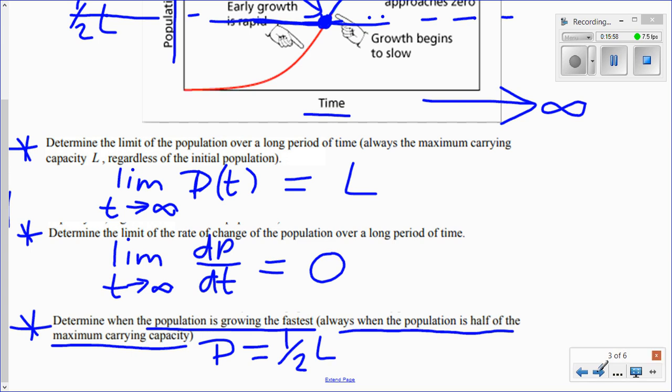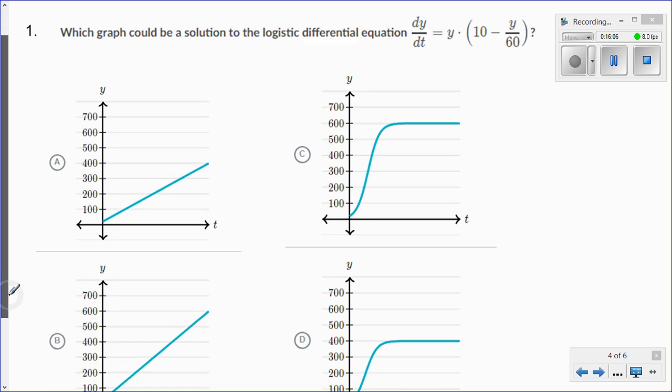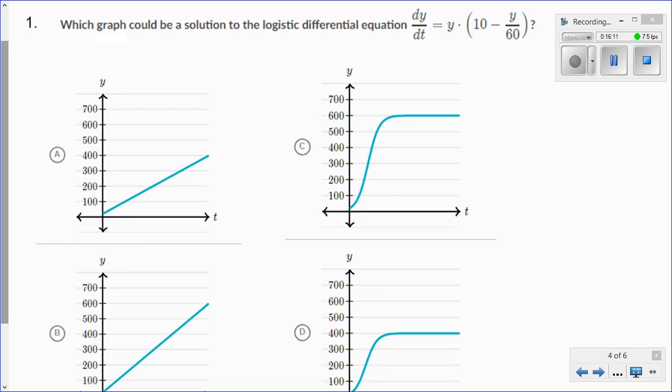All right, so let's look at some examples of the type of questions you might be asked. Okay, so in some of the multiple choice, you'll be asked to match a graph to the logistic differential equation. So here, our equation is dy over dt equals y times (10 minus y) divided by 60.